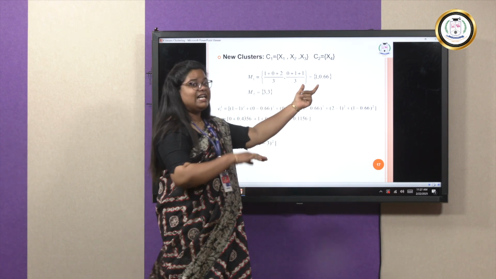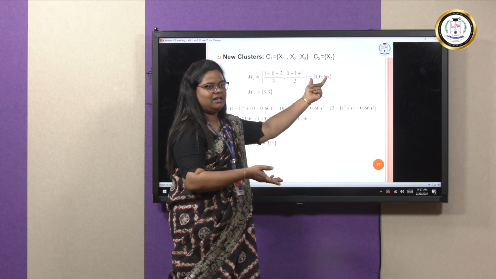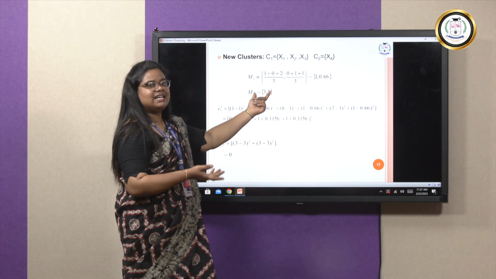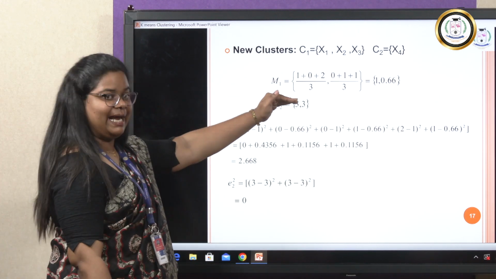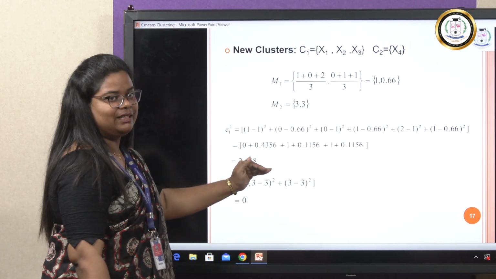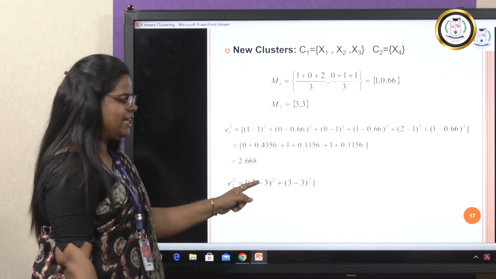Now this is the next cluster head for C1. This is the next cluster value for C2. So once you find out the new cluster head, you have to find out the error term for that one. Already we discussed how to find out the error term.